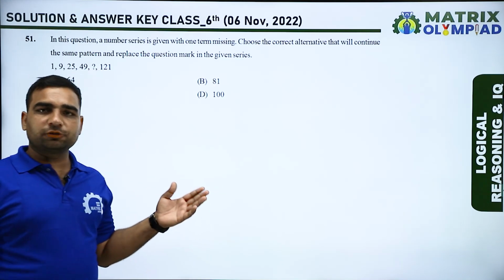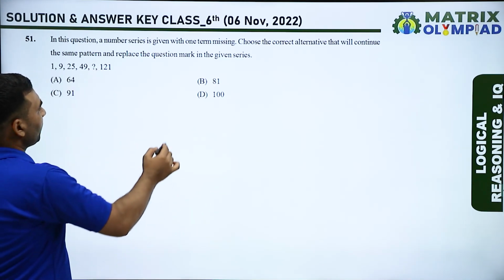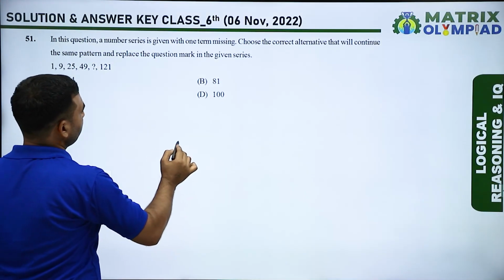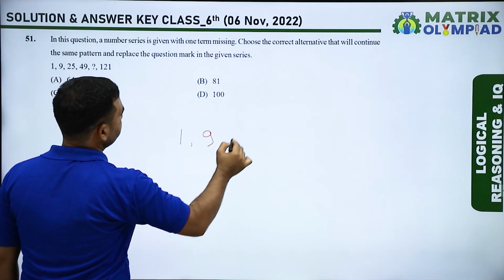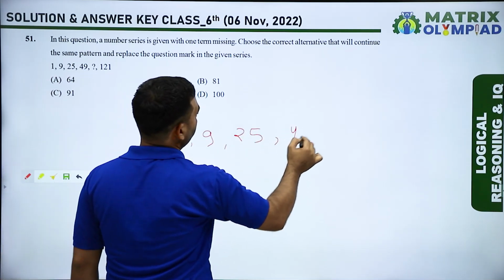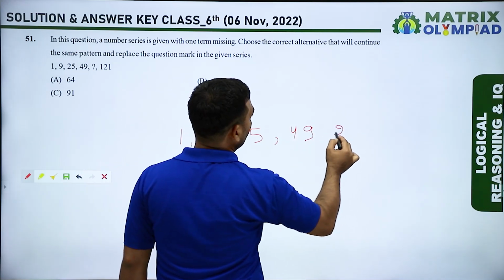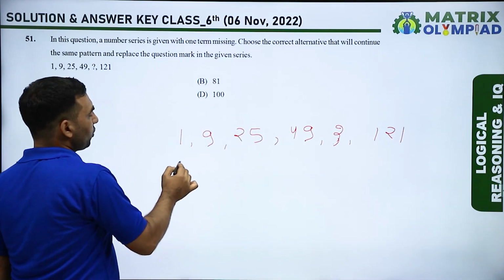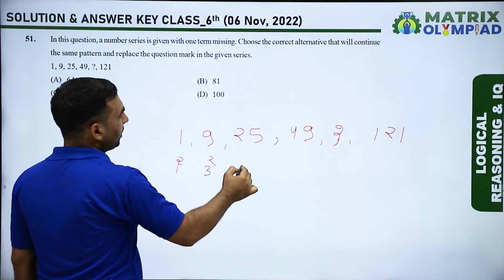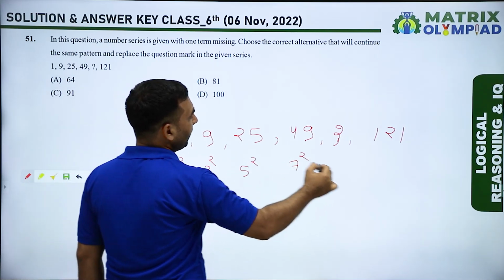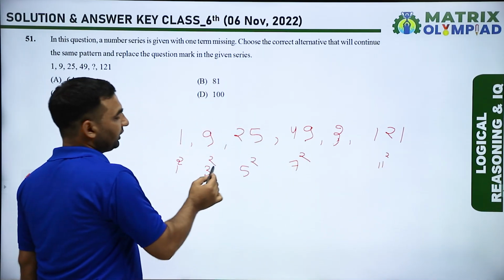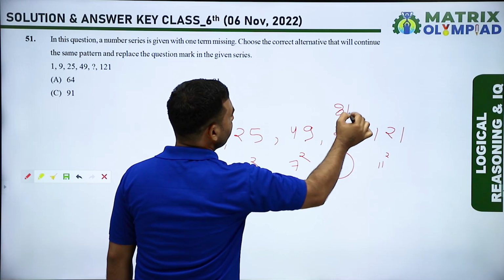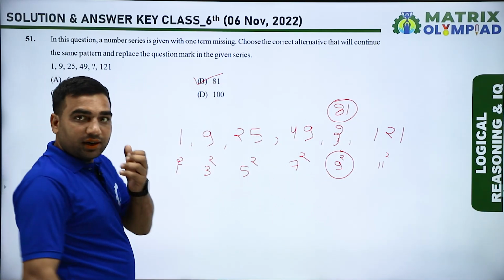Let's start from question number 1. Our series is 1, 9, 25, 49, question mark, and 121. This is the square of 1, square of 3, square of 5, square of 7, square of 11. 1, 3, 5, 7. What is the next term? Then you say square of 9. Our answer is 81. Option B is the correct answer.